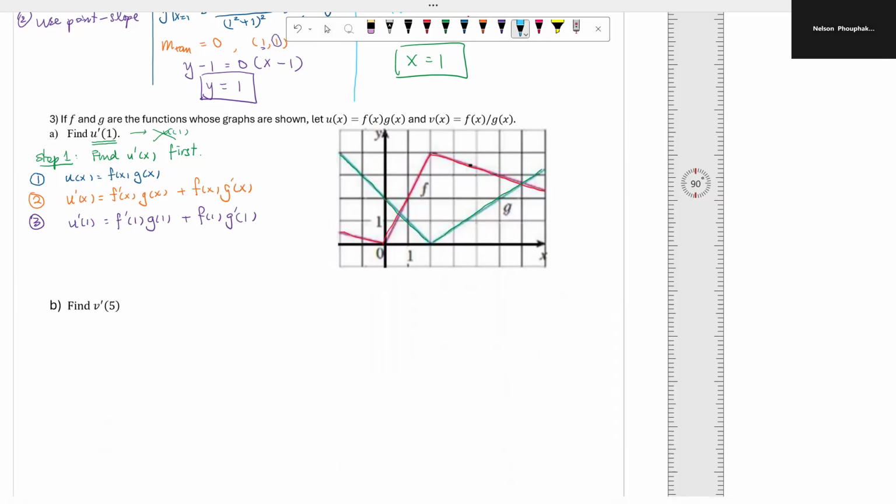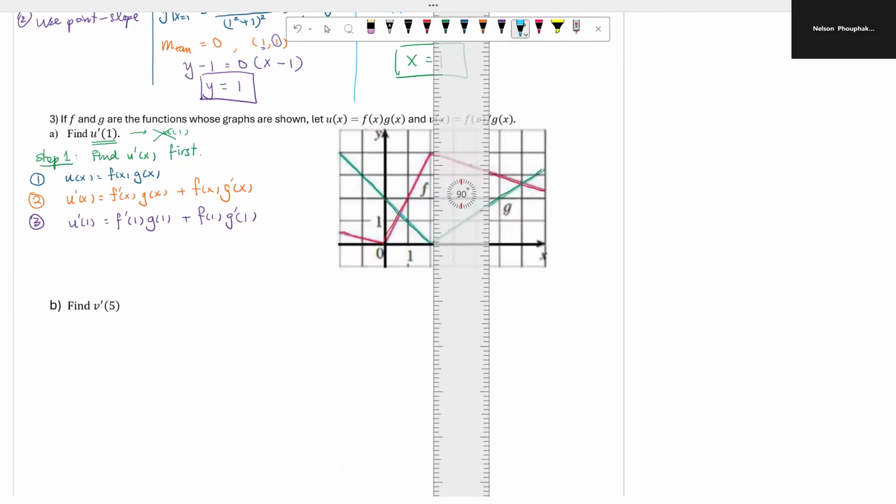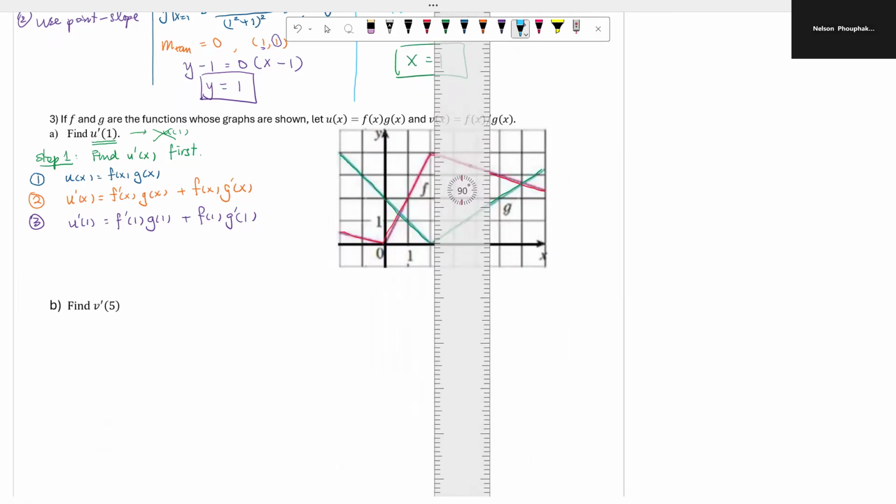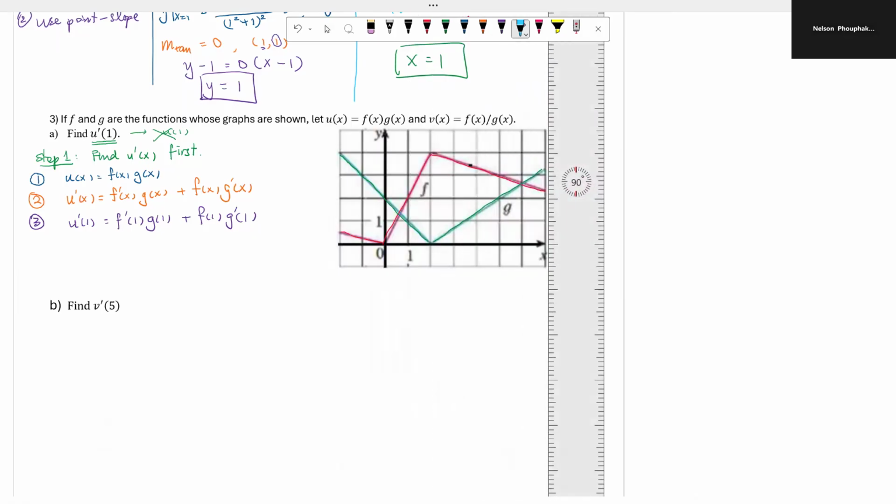Then let us go back to the problem. Okay. What we need to do for part A is find f of 1, f prime of 1, g of 1, g prime of 1. Okay, those are what we need to find.